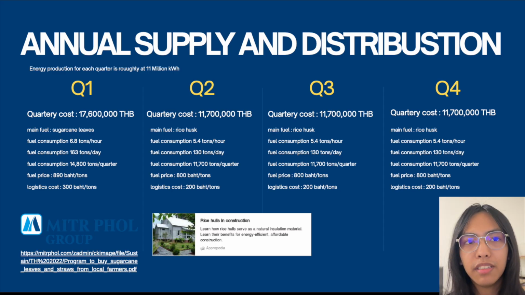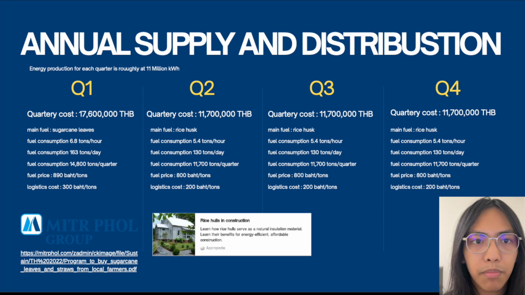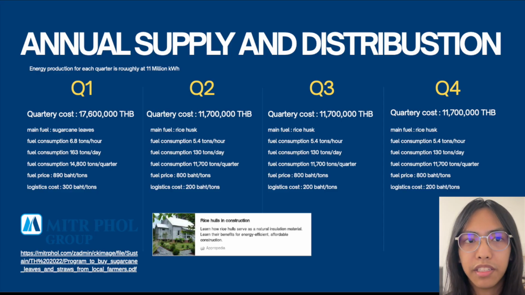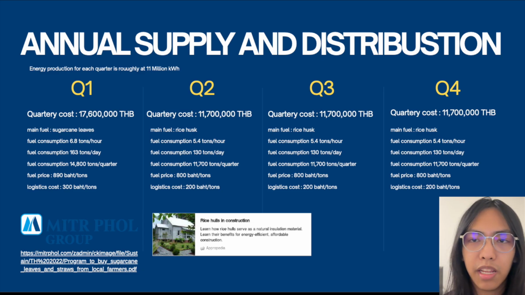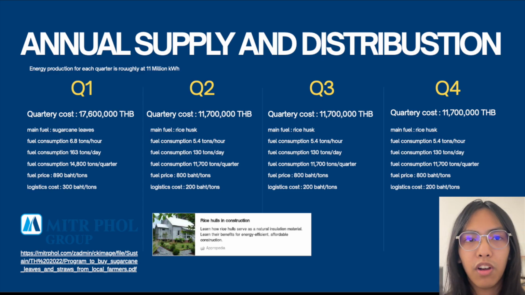For the second quarter, our main fuel is rice husk. Why rice husk? Because in the second quarter in Thailand, it is the rice harvesting season, so there is a lot of rice husk lying around. So we buy rice husk at 800 baht per ton, from the reference price by the rice hull construction that they bought at 700 to 900 baht. We roughly round it at 800 baht per ton with a logistic cost of 200 baht per ton, with a quarterly cost in total of 11,700,000 baht, and it goes the same for the rest of the quarters.